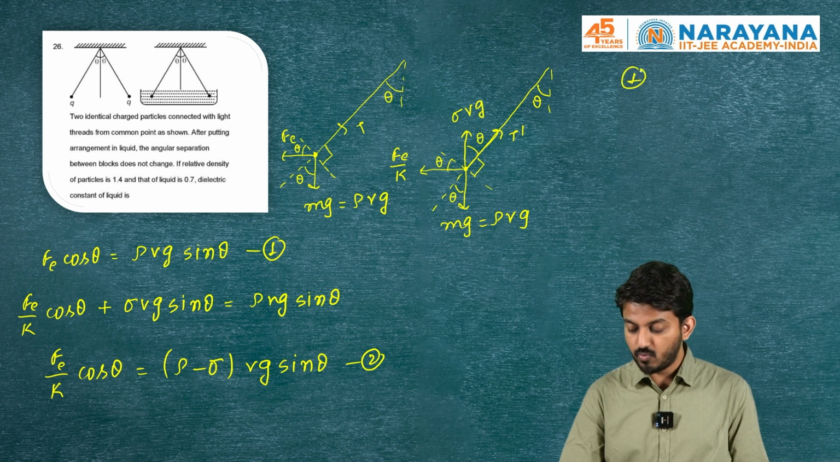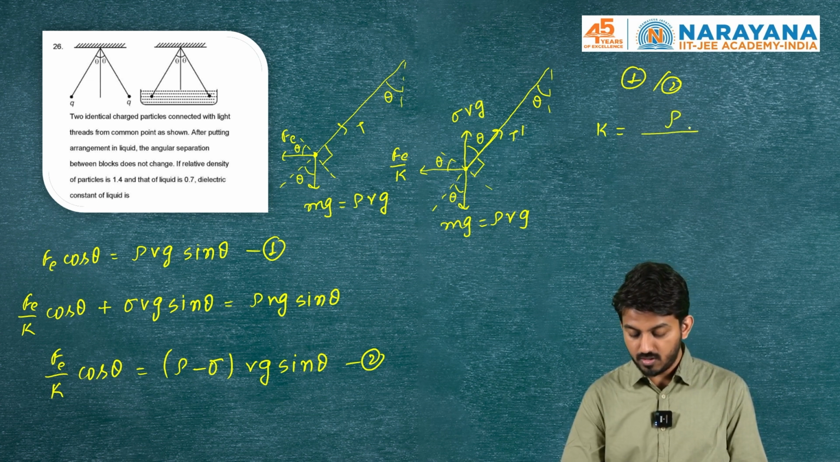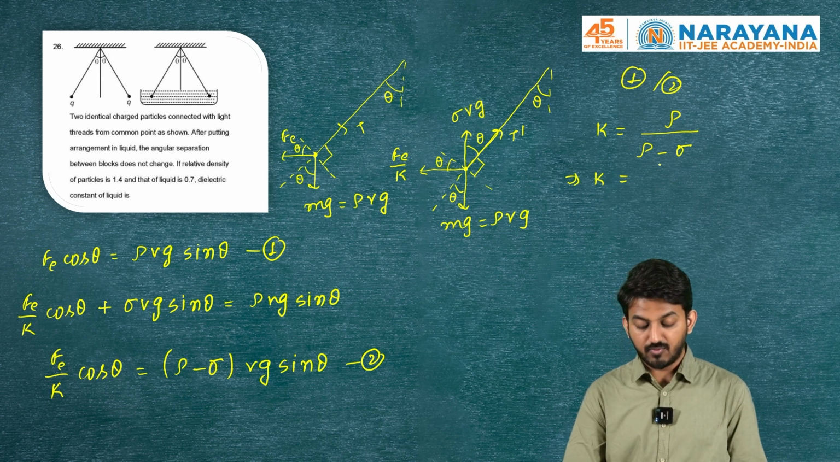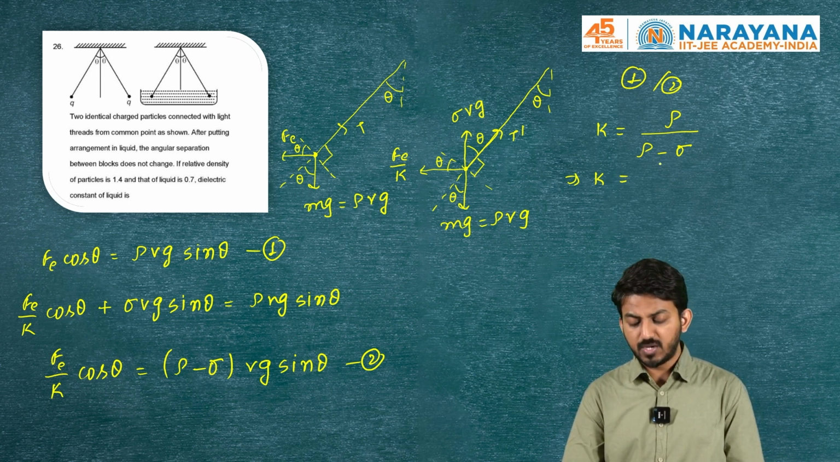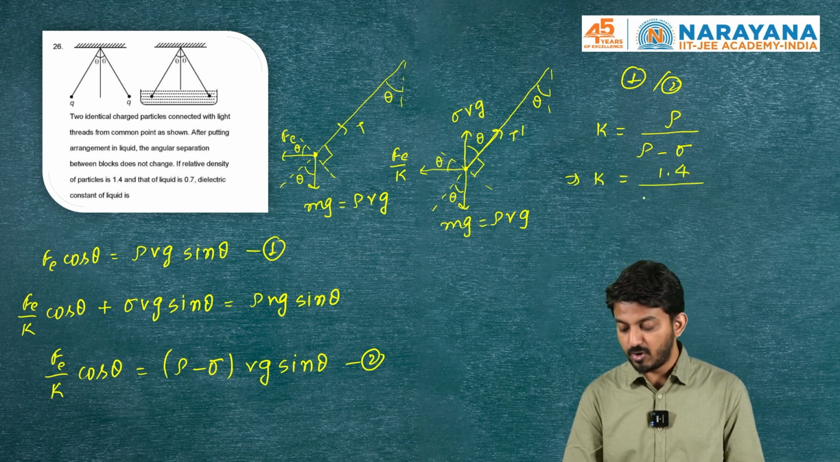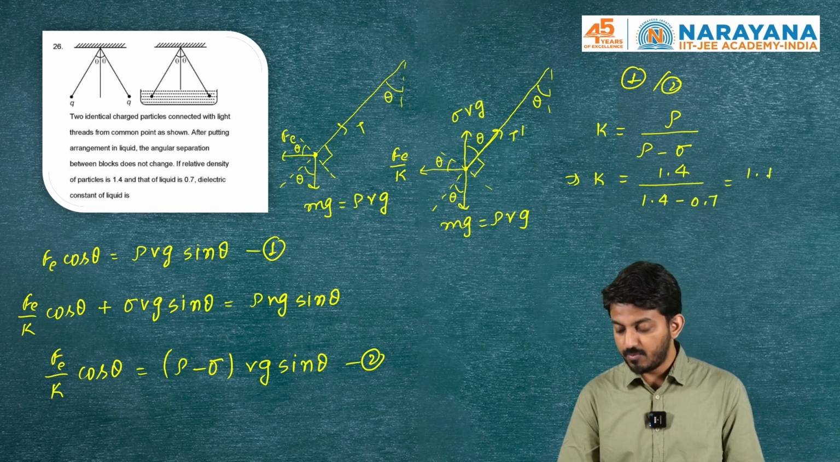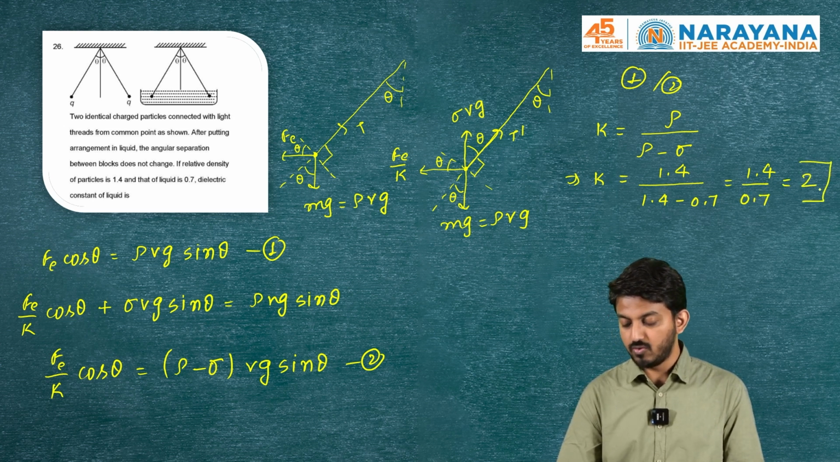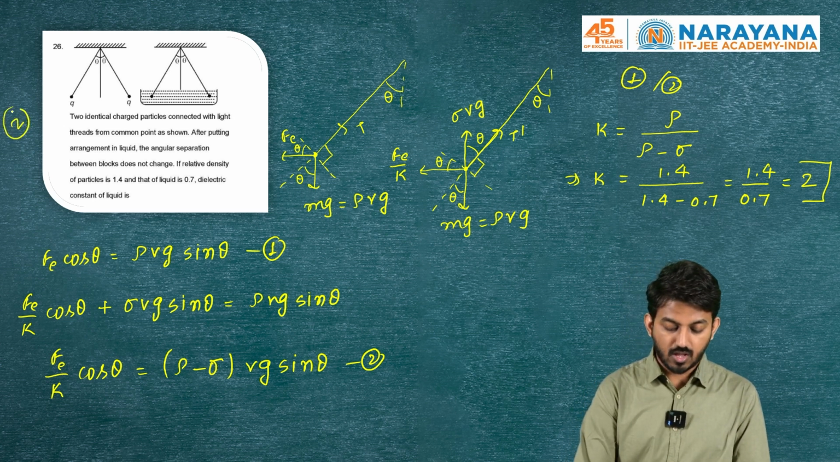Now dividing equation 1 by 2 gives us K is equal to rho over rho minus sigma. So putting in the values here, relative densities are given, 1.4. If we multiply by the density of water here, that will get cancelled, so I can directly put the relative densities here. 1.4 divided by 1.4 minus 0.7 for the liquid, giving us 1.4 divided by 0.7, answer being 2. So 2 is the answer in this case.